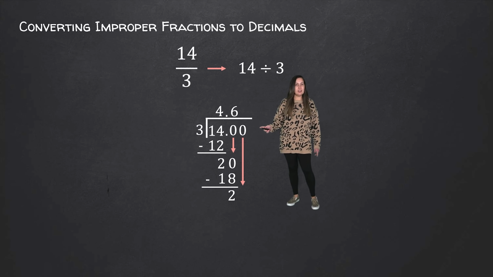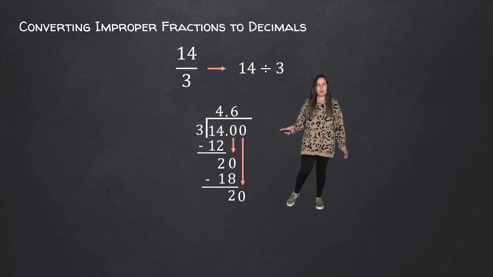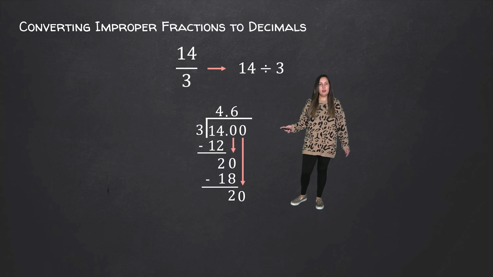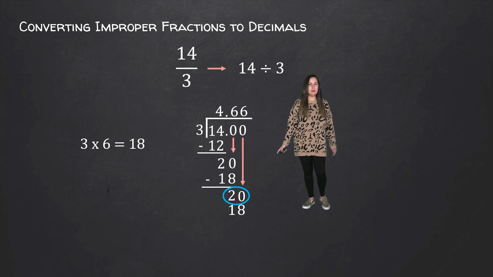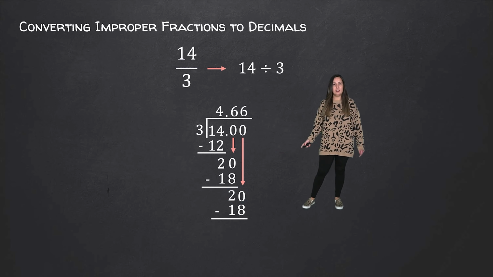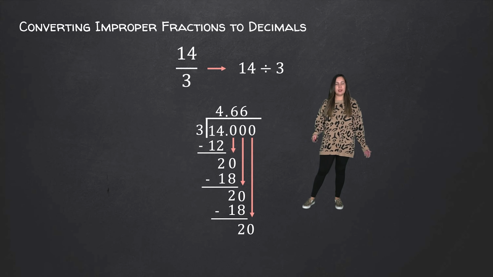So let's add another 0 since we still have a remainder. And we get 20 again. So 3 goes into 20 6 times because 3 times 6 is equal to 18. Add an 18 and subtract. Notice how we get a remainder of 2. And if we were to add another 0 and bring it down, we would get 20 again. So 3 goes into 20 6 times because 3 times 6 is equal to 18.